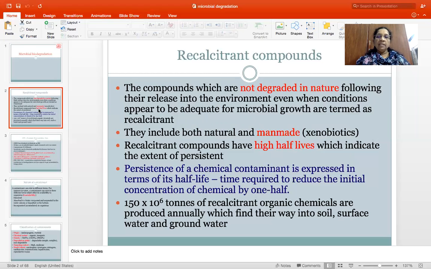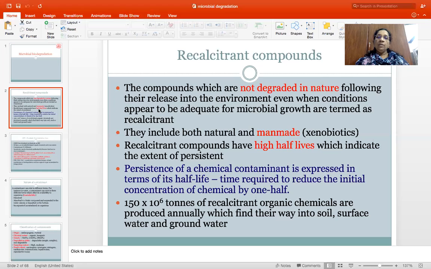This recalcitrant compound includes both natural compounds as well as man-made compounds. Some of the recalcitrant natural compounds are, for example, cellulose, lignin, etc. They are very difficult to degrade. So they are natural recalcitrant compounds, although there are certain microorganisms that degrade these compounds. And many of the man-made compounds are also recalcitrant, and the man-made recalcitrant compounds are called xenobiotics. Xeno, we know, means foreign.